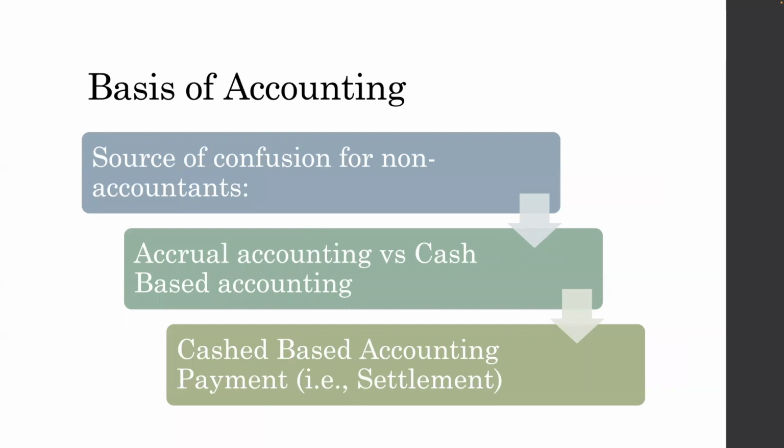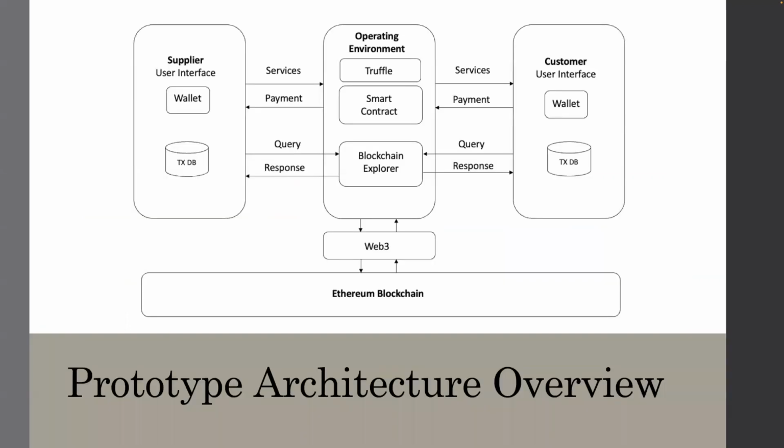So the first part of the transaction, the accrual part, relates to recording the rights and obligations that have arisen from a transaction, whereas the second part is the actual settlement through the cash payments. This is the overall architecture of our prototype, which is based upon an asset rental use case where the supplier and the customer interact and record the details of the transaction in the blockchain.